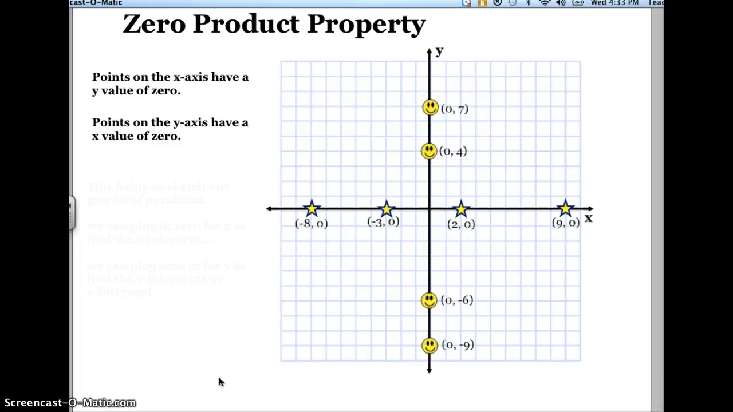Okay, Oak Rovers, this is going to be a video to help us understand the zero product property. But before we look at the zero product property, I first want to talk a little bit about graphing and graphs.